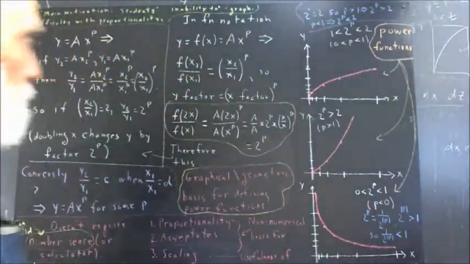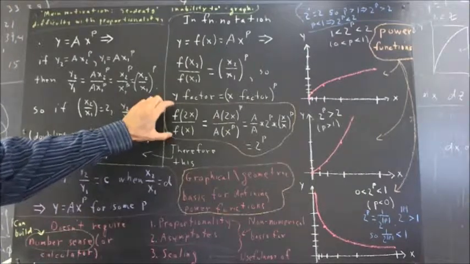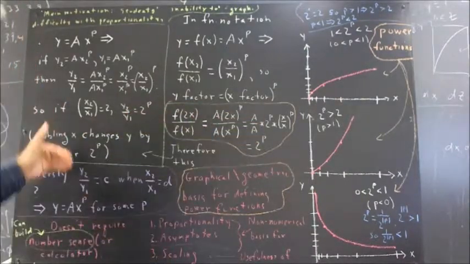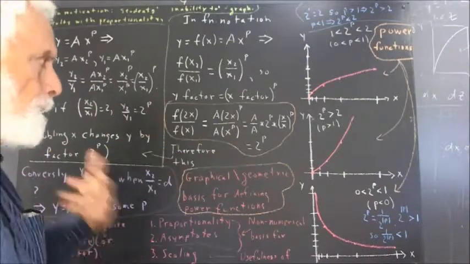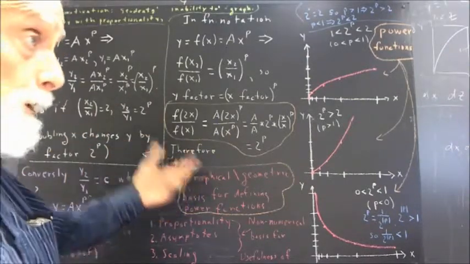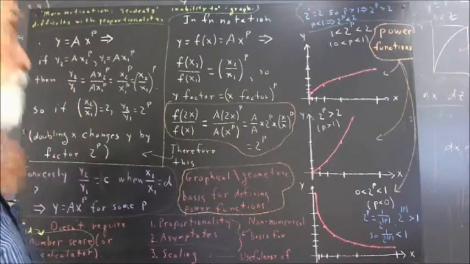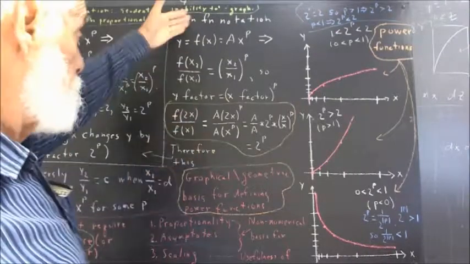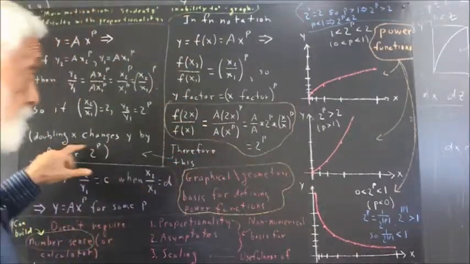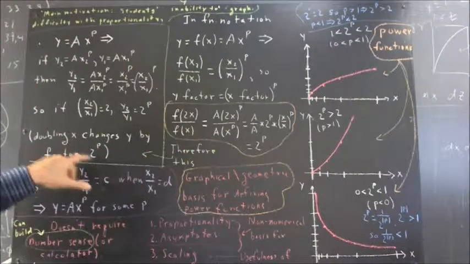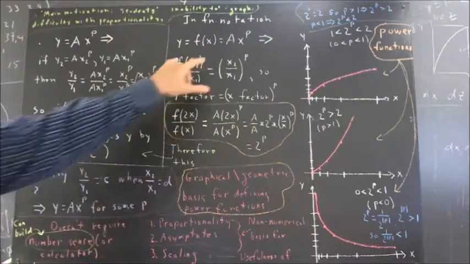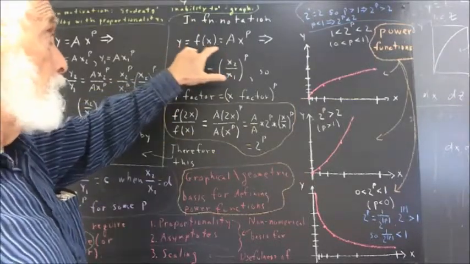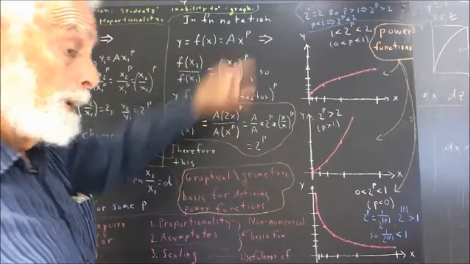The algebra is simple. The use of function notation is more elegant than what we did over here. It's more compact and it carries more meaning. But it takes a little more sophistication to use it and understand it. But the function notation gives us the same result we got over here, which is that doubling x changes y by factor 2 to the p. Again, on the premise that the function is a power function of the form ax to the p.